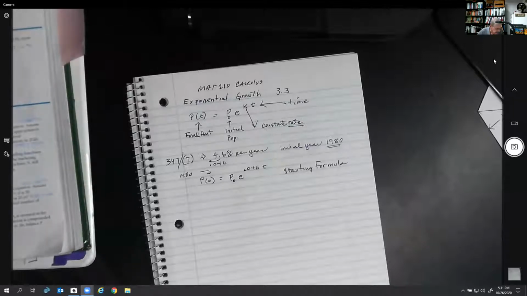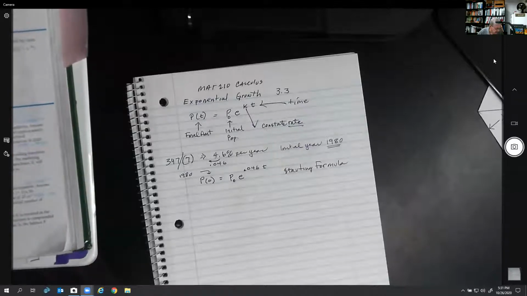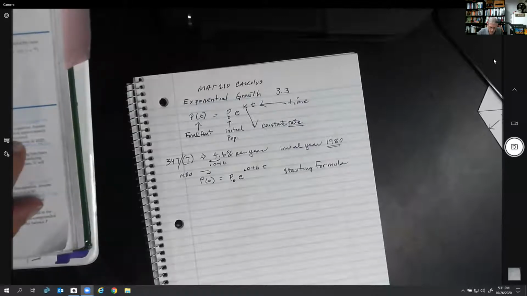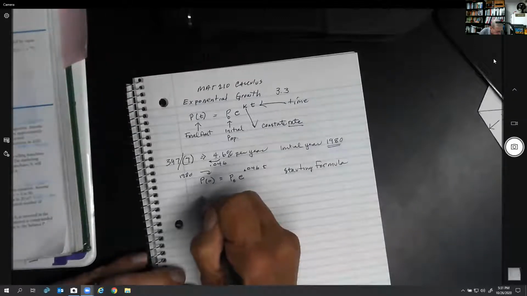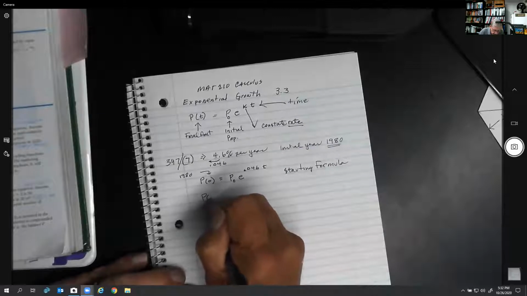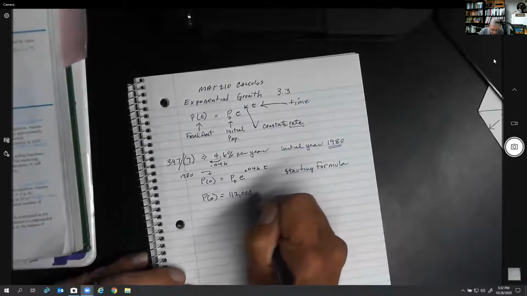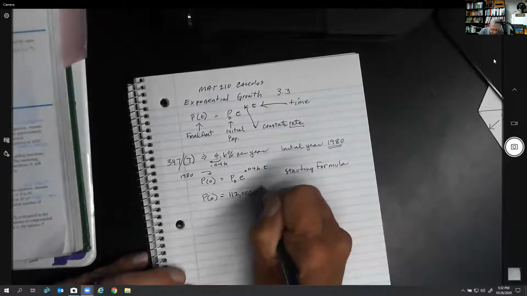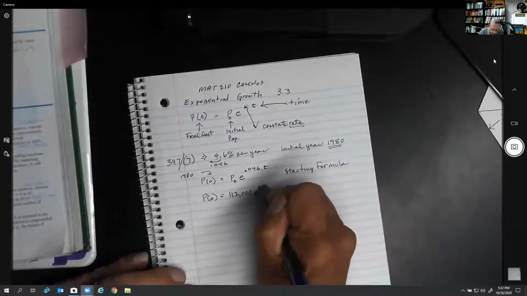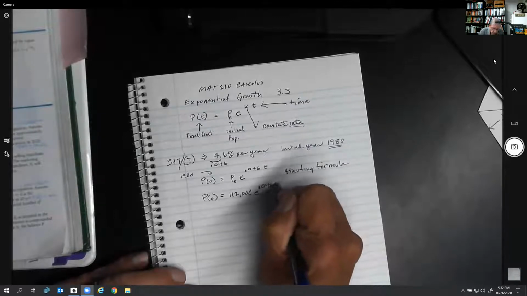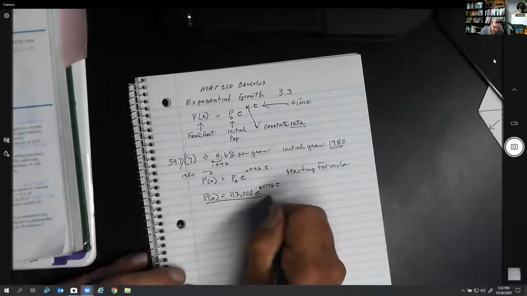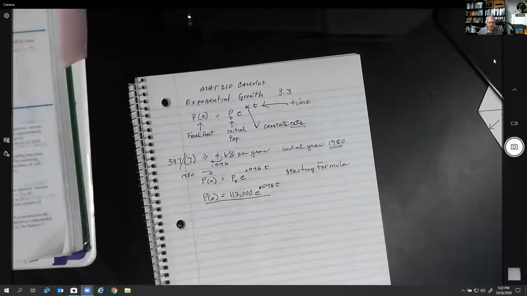And they did say that 112,000 patents were received that year. So in that initial year, I guess we'll change this a little bit. We do know that there were 112,000 patents. So we're going to write that as P sub 0. That's our initial amount. So this actually was the formula they wanted. This is our general formula.